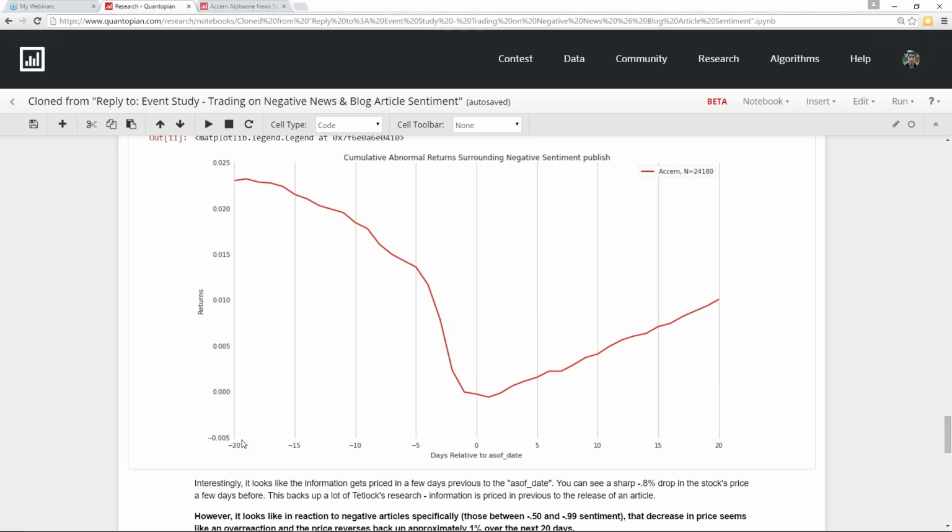We're looking at the abnormal returns, and what we found was that the information incorporated into the stock's price prior to the release of a negative news sentiment actually seems like an overreaction to the negative news. You see a reversal after the event of about 1%, and this reversal is kind of saying, oh crap, the information that we traded on isn't that bad.